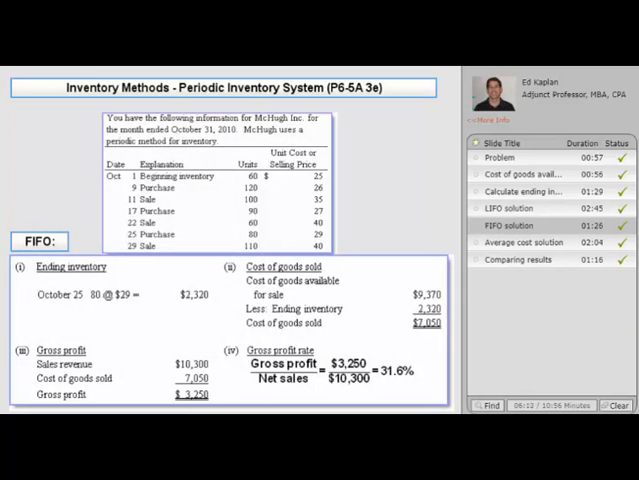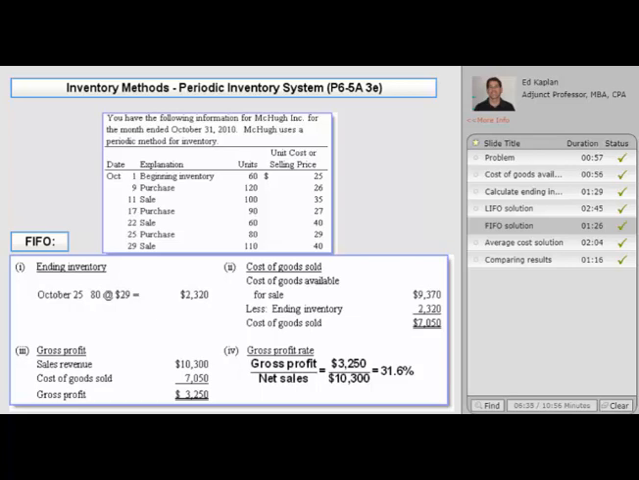Okay, now we're going to solve the same questions that we just solved using the LIFO method, only this time we'll use the FIFO method, which is first in, first out. Again, we use a layering approach, and since the first one in is the first one out, when you are determining ending inventory, you need to start with the most recent layer and work backwards.